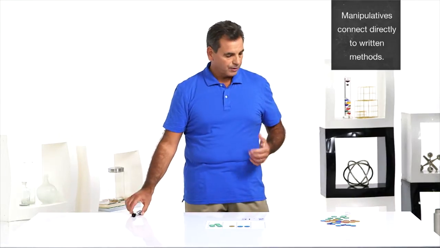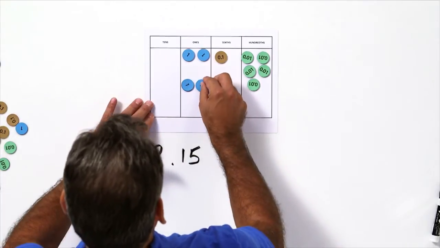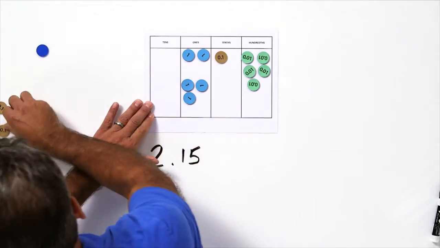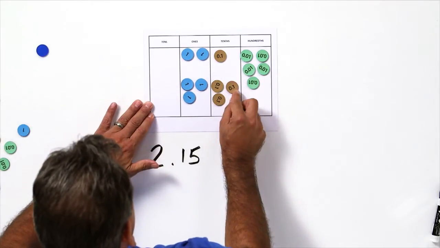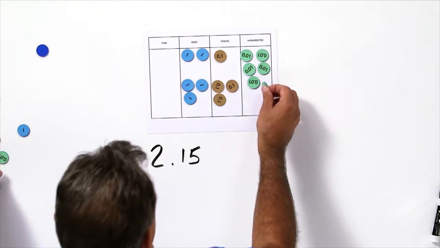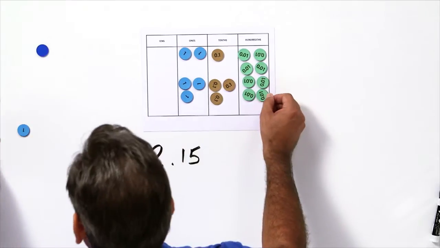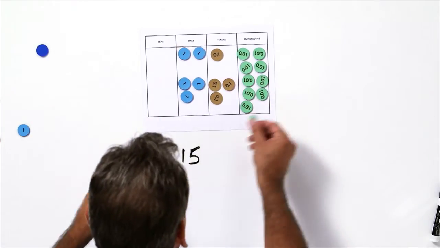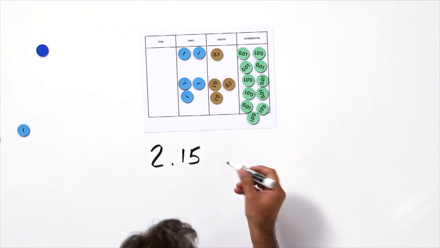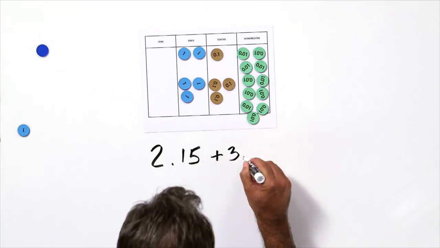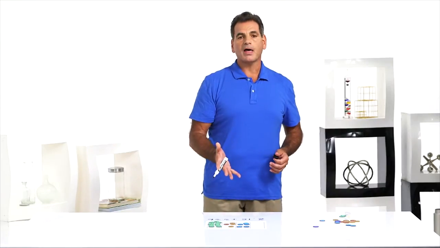And now we want to add 3 and 36 hundredths. So that's 3 ones, 3 tenths, and 6 hundredths. 1, 2, 3, 4, 5, 6. And then have them write the rest of the problem. Plus 3.36. Now simply have them use the model to find the answer.